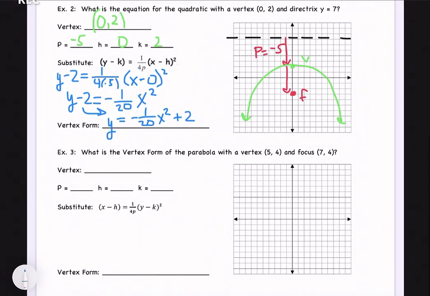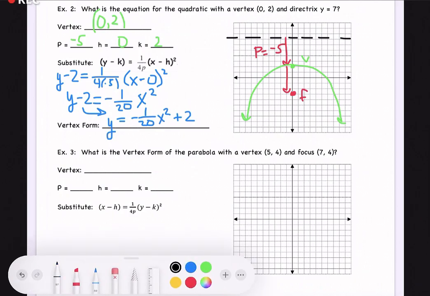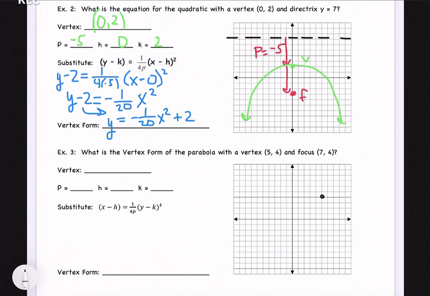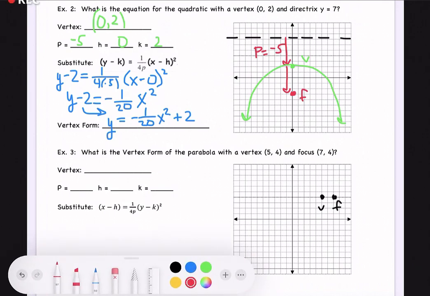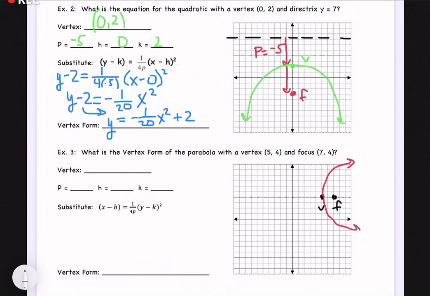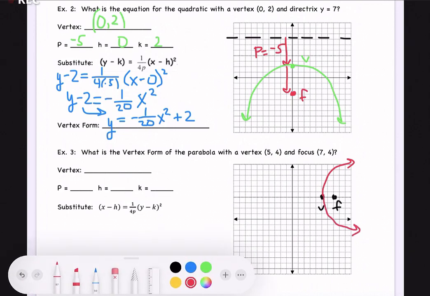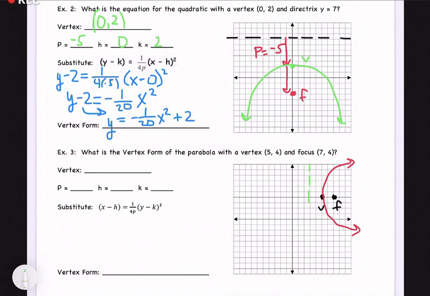And finally, our last one is a little bit different. So we have our vertex at 5, 4, and we have our focus at 7, 4. What does that mean? That means our graph opens sideways because it always opens around the focus. Where should our directrix be? If there's 2 between the vertex and focus, the vertex is always in the middle, so the directrix is over here at x equals 3. That's our directrix. So from here to the vertex is +2, so our p-value is 2.